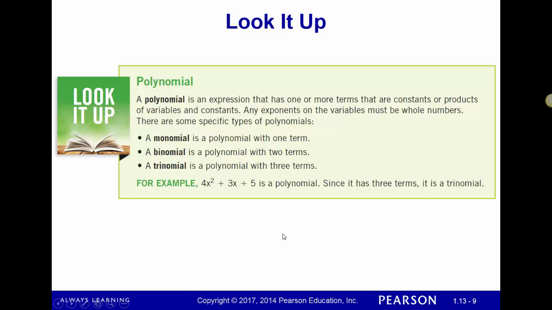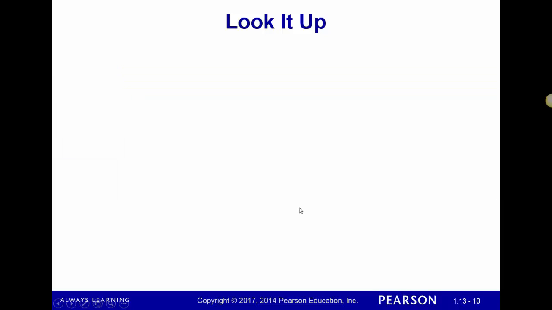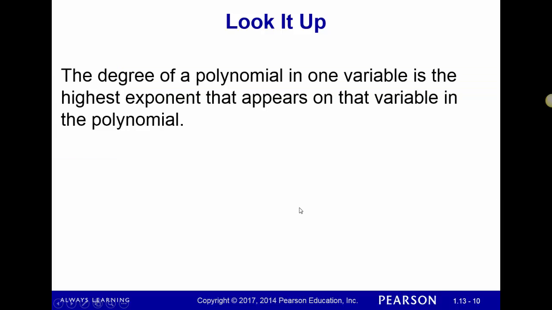A polynomial is an expression that has one or more terms that are constants or products of variables and constants, and we have special types of polynomials. A monomial has one term, a binomial has two terms, and a trinomial has 3 terms. Here are some examples. This is a polynomial, it's also a trinomial. The degree of a polynomial in one variable is the highest exponent that appears on that variable in the polynomial.